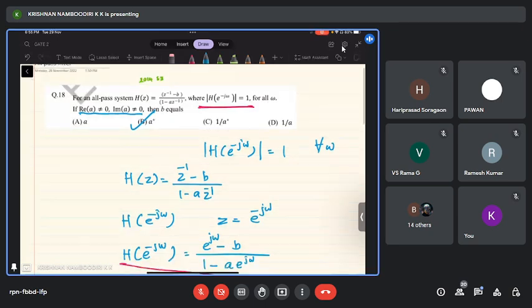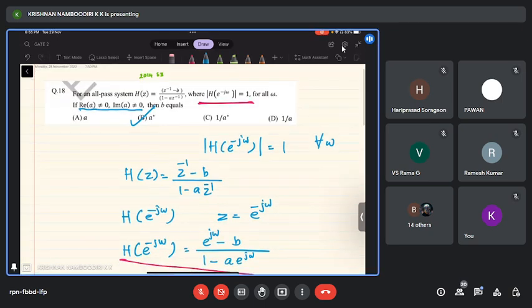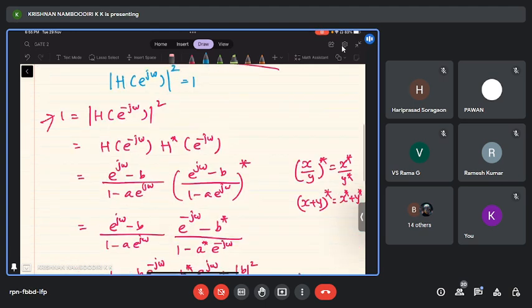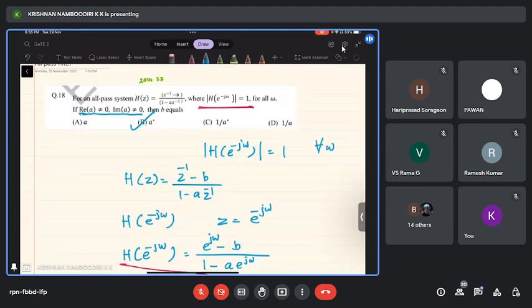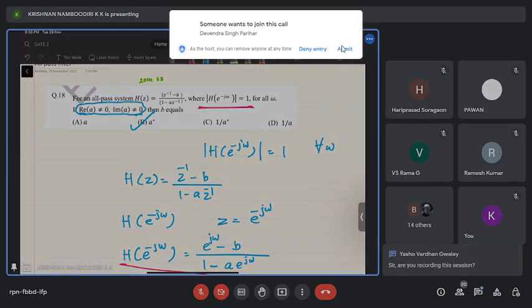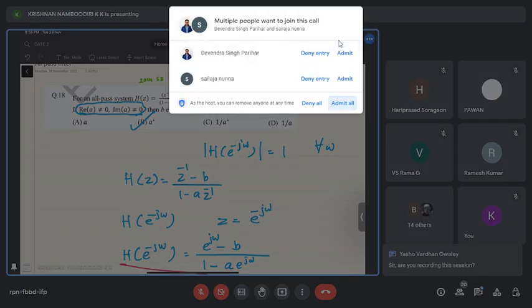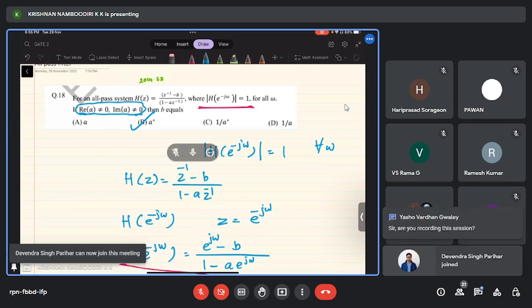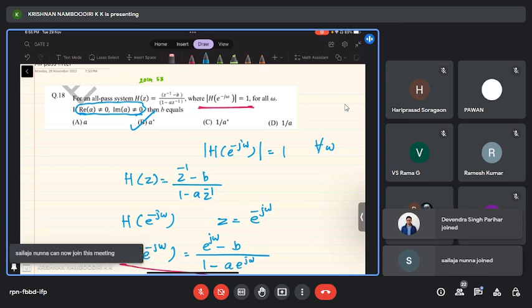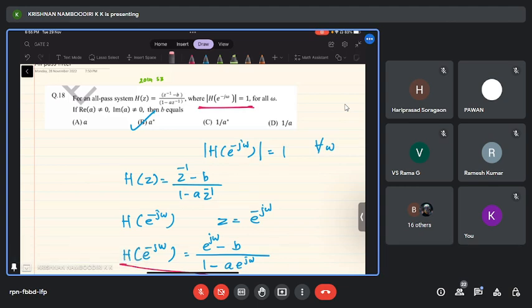Suppose A is purely real, then you can say B equals A and all. That's why they have specifically told this. If A is a real number, it is a subset of complex numbers, right? If you consider it that way, you will get some other options as the answer. But in order to avoid that, they have specifically given that the real part of A is not equal to 0 and the imaginary part of A is not equal to 0.